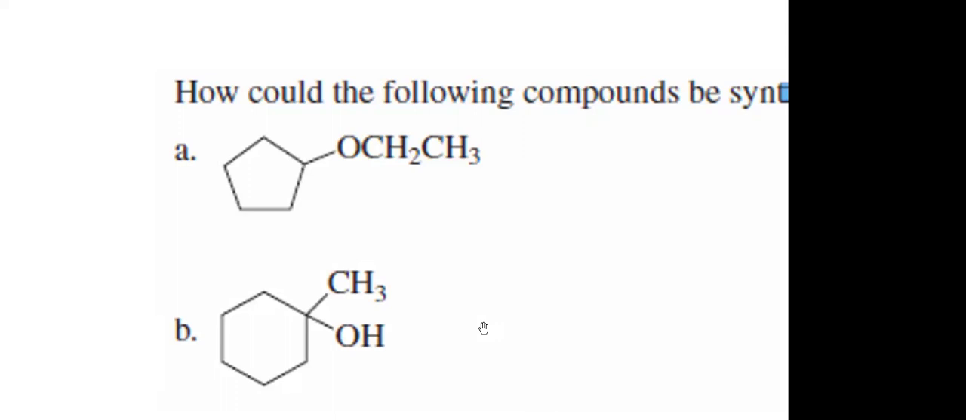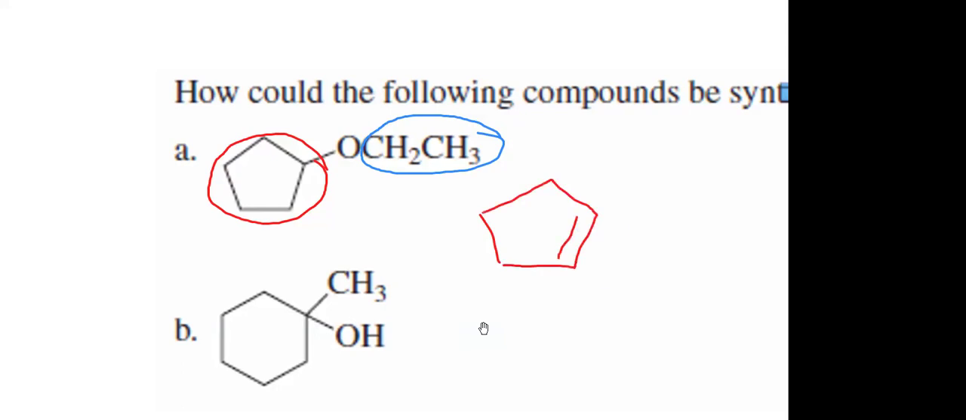And these ones, because all it really takes is an alkene and an alcohol to make an ether, right? But it doesn't really matter which one is the alkene and which one's the alcohol. Usually there's two possible answers for these, right? So we could start with the oxygen attached to the ethyl group and the alkene being the cyclopentyl group.